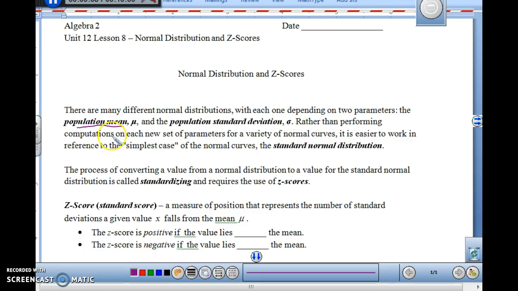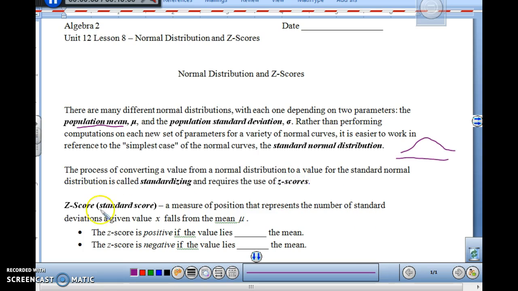All right, rather than performing computation on each new set of parameters for a variety of normal curves, it is easier to work in reference to the simplest case of the normal curve, which is the standard normal distribution, which is the bell curve, the one that looks like this. That's the bell curve. The process of converting a value from a normal distribution to a value for the standard normal distribution is called standardizing and requires the use of z-scores.